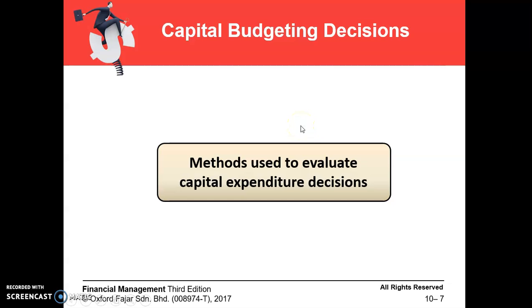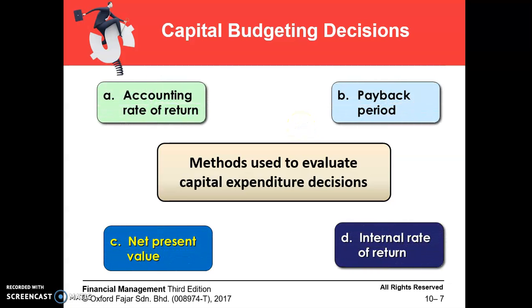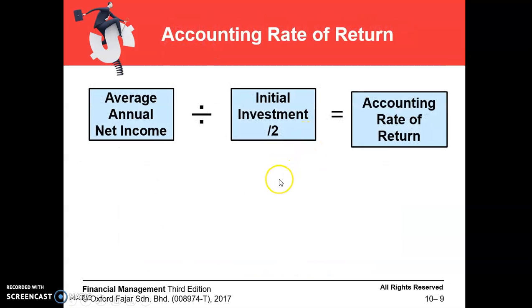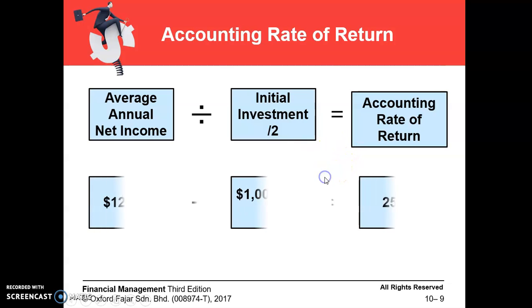The methods used to evaluate capital expenditure decisions are 4: the accounting rate of return, payback period, net present value, and IRR, the internal rate of return. From this example, you have an investment of 1 million. The product life cycle is 5 years. So should we invest in this project? The net income is already given to you, which is 126,000. The accounting rate of return formula is average annual net income divided by initial investment divided by 2. You will get the ARR.